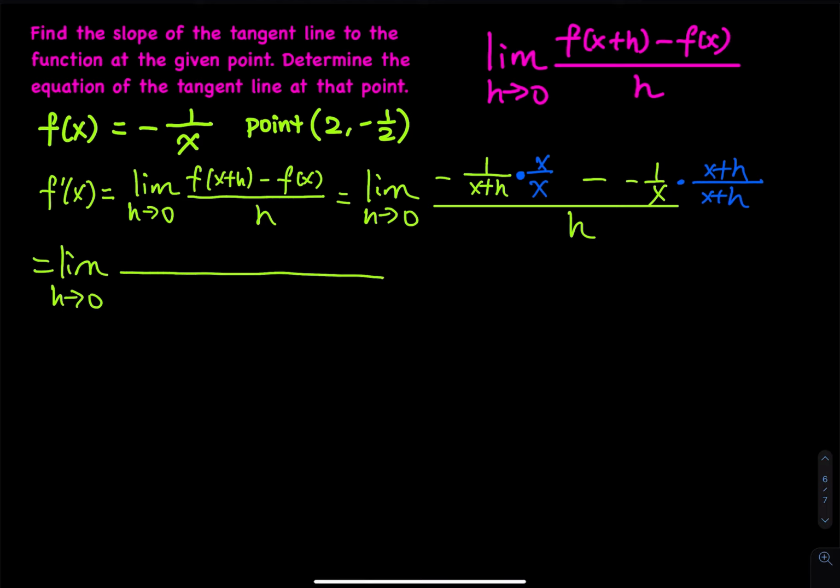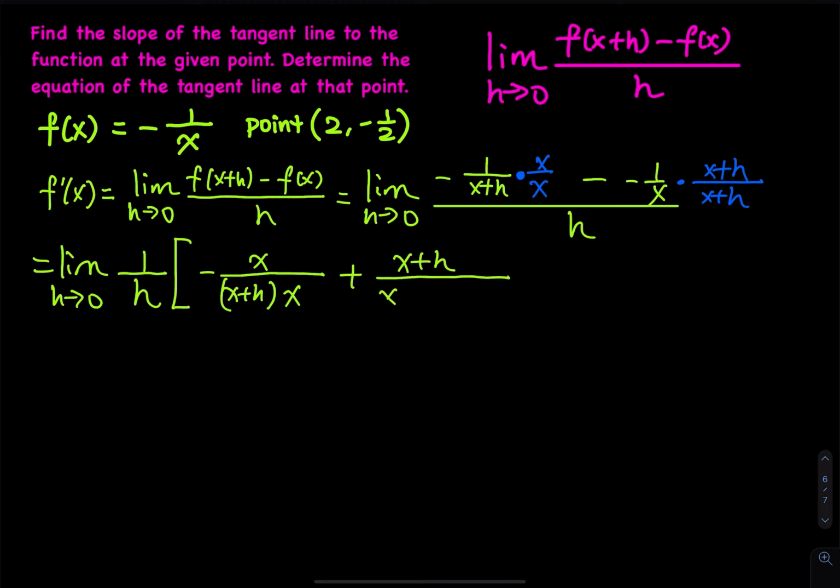Do you see that we have a complex fraction right now? We have a fraction inside another fraction. So I will just pull the h out, and do the work right here. The first fraction, we have negative x times 1. And then this, I will just do x plus h times x. And then minus minus gives me a plus. The top is x plus h. The bottom is x times x plus h. So now we have a common denominator.